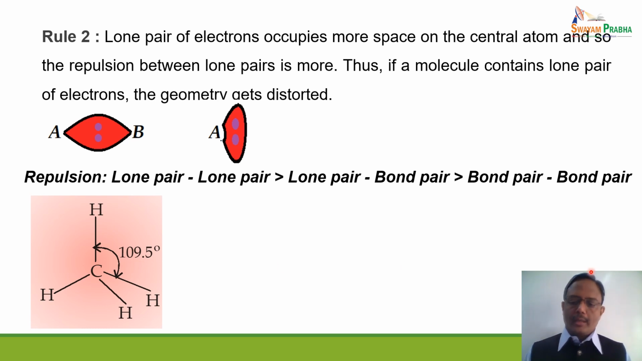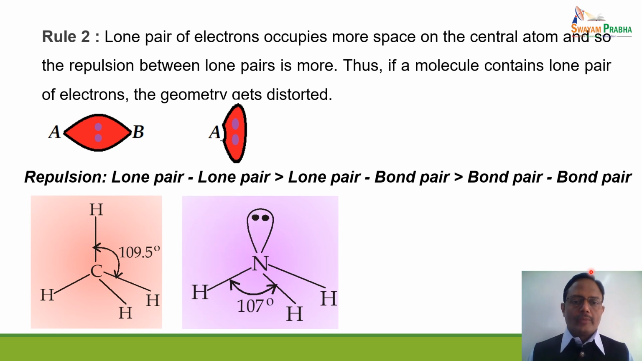When we come to another molecule like NH3, in case of NH3, there is 1 lone pair and 3 bond pairs. Because of this lone pair, which occupies more space on the central atom, it exerts more repulsive forces on the bond pairs. As a result, the angle between bond pairs decreases from 109.5 degrees, which is the standard bond angle in case of tetrahedral geometry. It reduces to 107 degrees in the NH3 molecule.